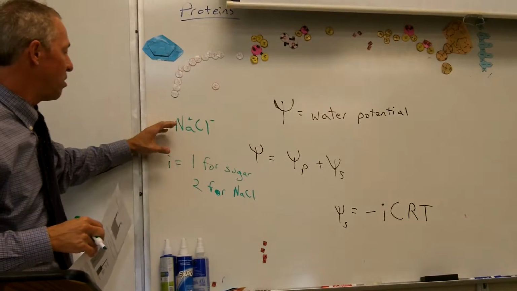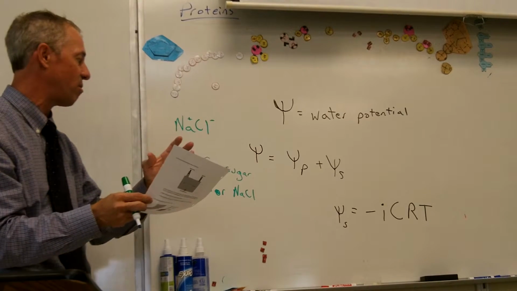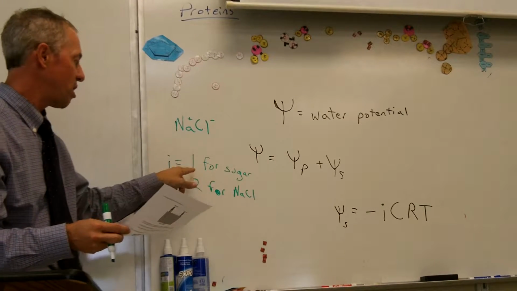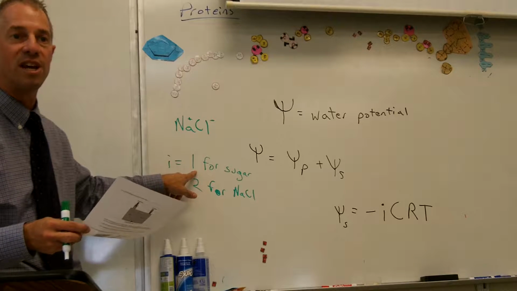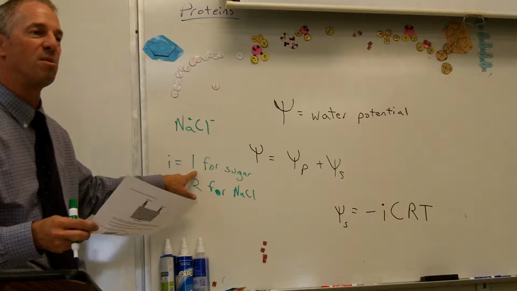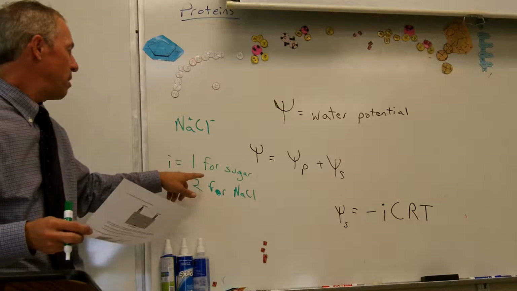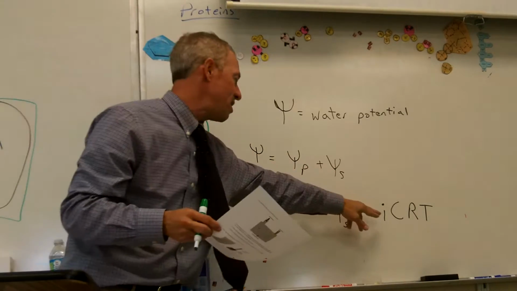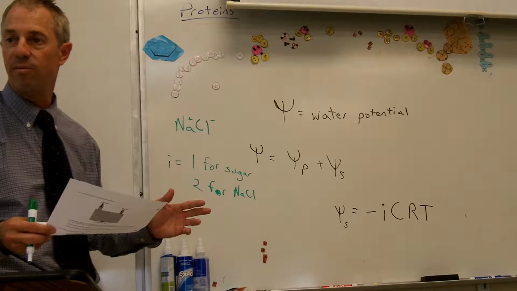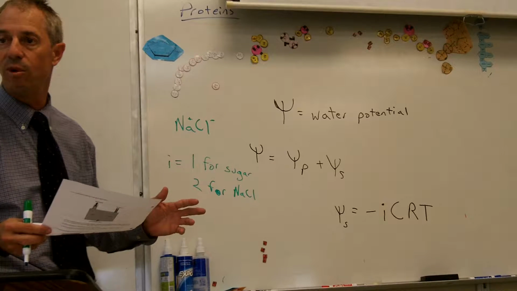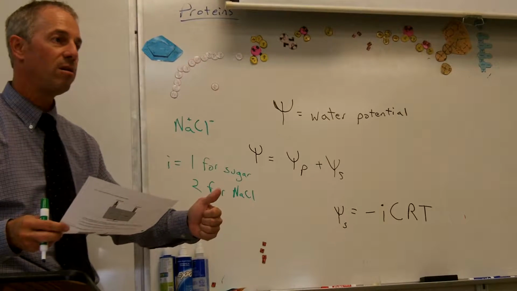A sugar molecule does not break up into anything. It just stays as a sugar molecule when you drop it in water. So its ionization constant is 1. A glucose molecule will stay a glucose molecule when you drop it in water. It doesn't break up into a bunch of little things. So, simple enough, I is going to be 1 or 2 for all of our problems. And they'll give it to you in the problem. Are y'all with me so far?